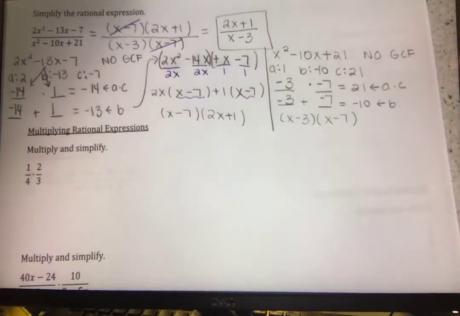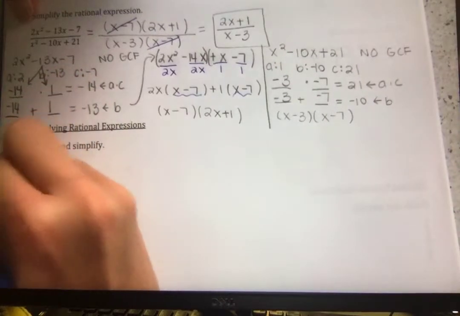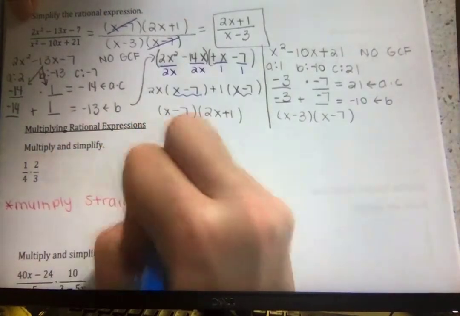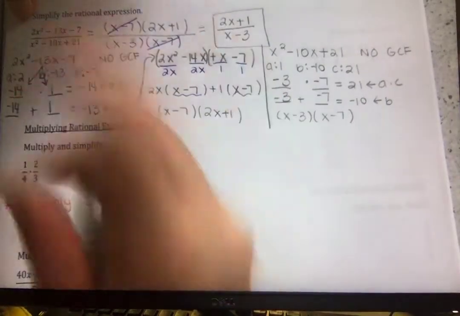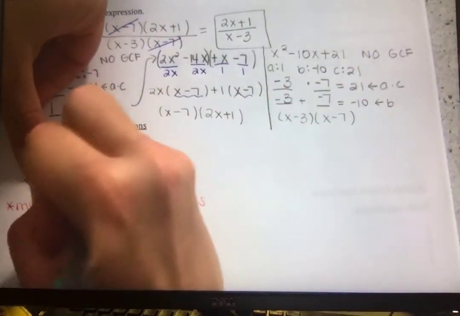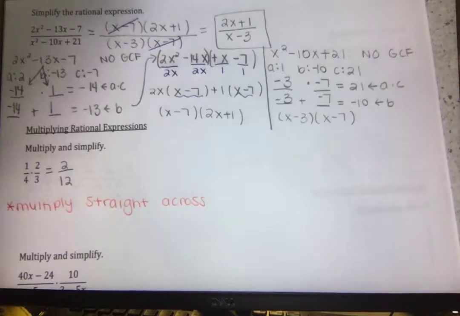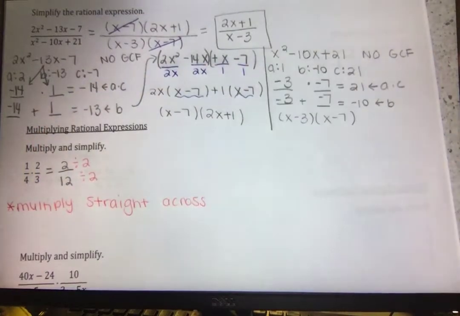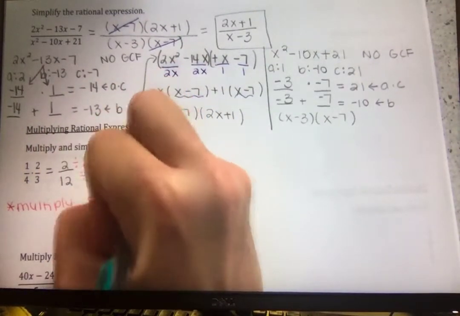All right, multiplying rational expressions. We are going to do the same thing about having a little fraction review. Whenever you multiply and simplify fractions, we multiply straight across. So multiplying straight across, 1/4 times 2/3. 1 times 2 is 2, all over 4 times 3 is 12, so 2 over 12. What factors do 2 and 12 have in common? They both have a 2 in common that can factor out on the top and the bottom, and we're left over with our final simplified answer of 1 over 6.